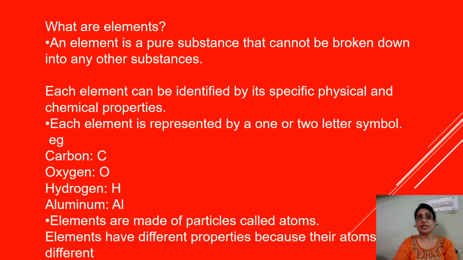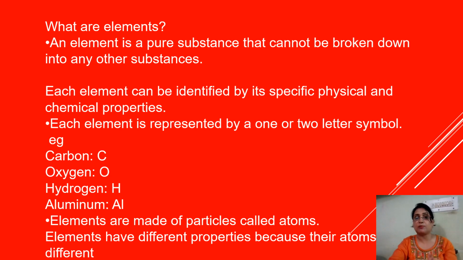Now, what are elements? An element is a pure substance that cannot be broken down into other substances. It means if I take the example of iron, it cannot be broken down into other substances. It means the iron will remain iron to its smallest part. Even if we break it, whatever we may try, we cannot find any other substance, other element, from iron or any element.